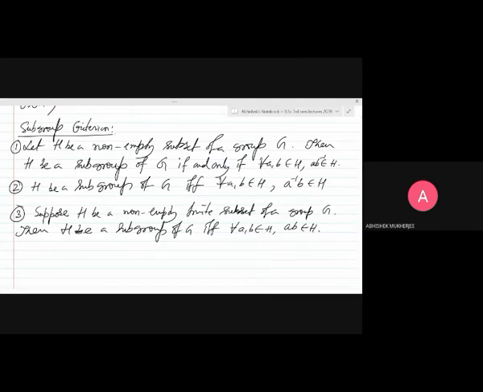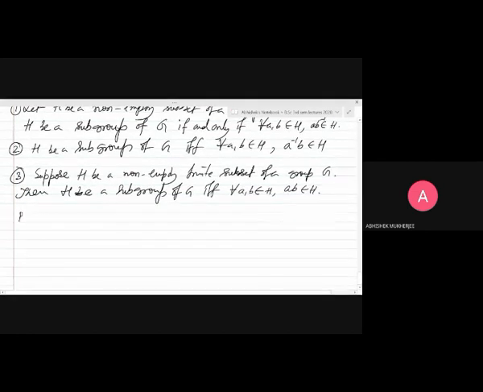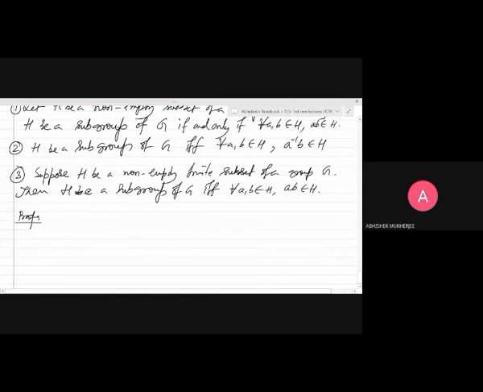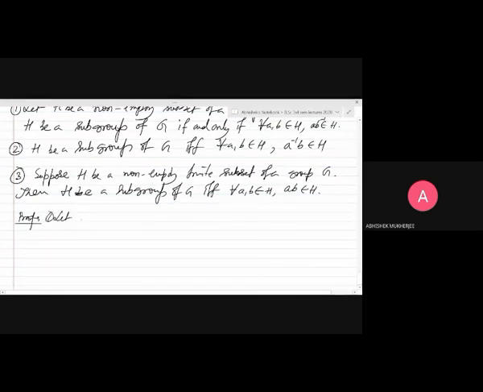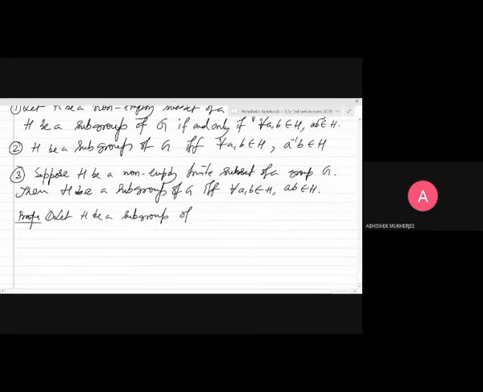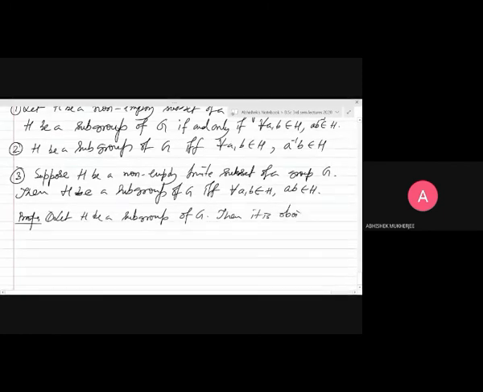Okay. So let us have a look at criteria one, and I would encourage you to prove the other criteria. So for one, what you can do is, let H be a subgroup of G. Then it is obvious. You do not need to prove anything, right?